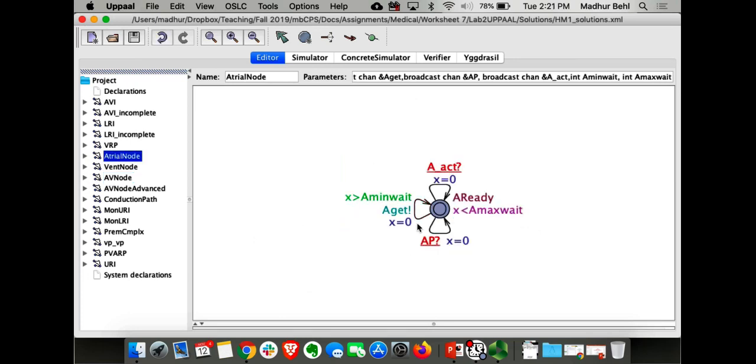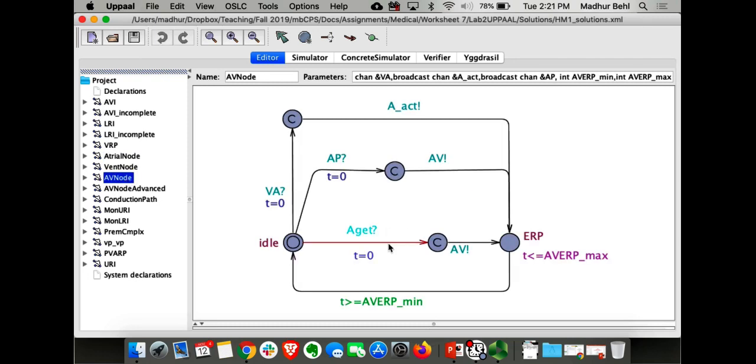We just saw that the atria is issuing A get when the SA node self-depolarizes. So that signal is tapped on or listened to by the AV node. It resets its own clock and goes to an intermediate state, which I haven't labeled. I can add a name to the state, but it's fine because it doesn't really denote anything physical. So it reaches some intermediate state, which is committed.